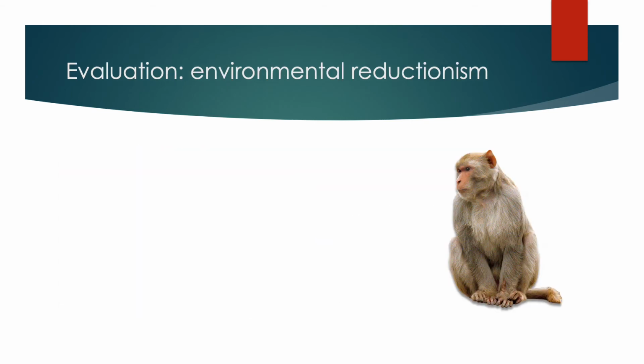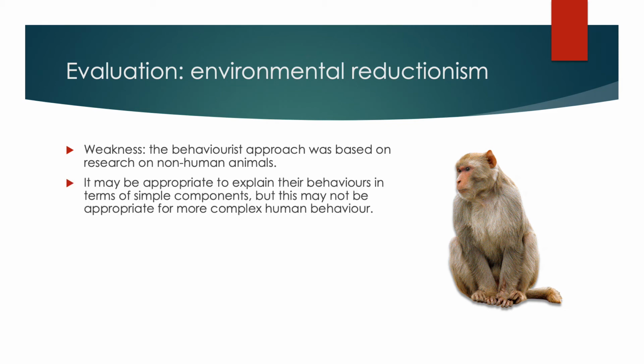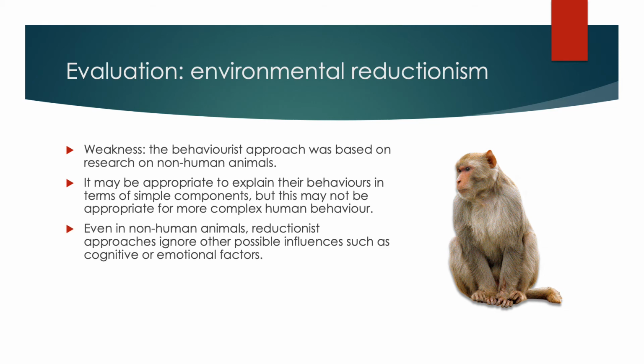With environmental reductionism, you can just think about the behaviourist approach, because it's all about stimulus and response and classical conditioning. So therefore, for evaluating environmental reductionism, we can basically just evaluate the behaviourist approach. And a main drawback of the behaviourist approach is that most research is done on non-human animals, and we know that humans are much more complex than non-human animals. But even in non-human animals, we can ignore possible influences of behaviour, such as cognitive or emotional factors, which they do have, such as in attachment, for example.